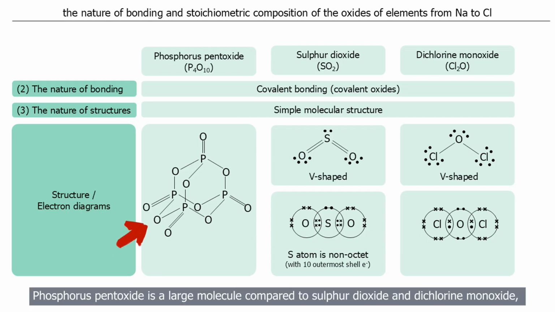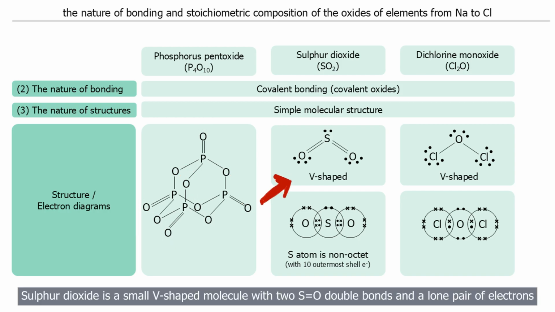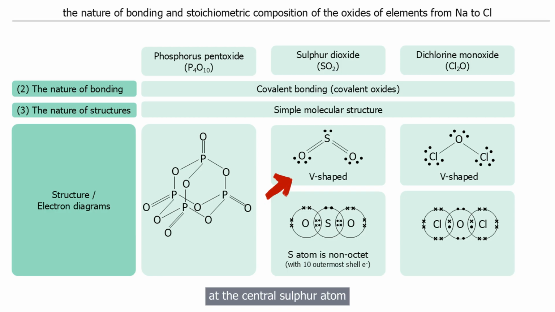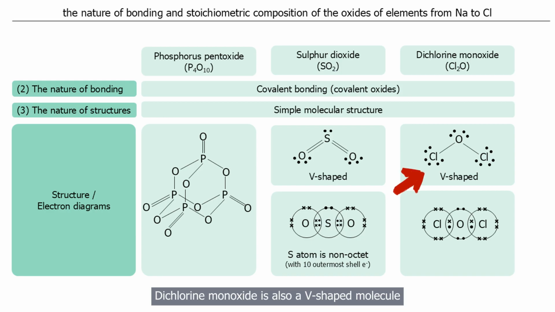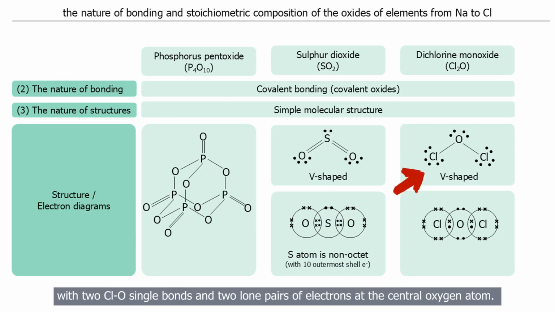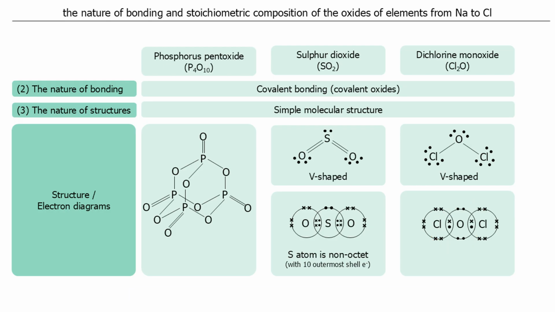Phosphorus pentoxide is a large molecule compared to sulfur dioxide and dichlorine monoxide. It has 4 phosphorus atoms and 10 oxygen atoms in each molecule. Sulfur dioxide is a small V-shaped molecule with 2 sulfur-oxygen double bonds and a lone pair of electrons at the central sulfur atom. From the electron diagram, we can see that the central sulfur is non-octet as it has 10 outermost shell electrons. Dichlorine monoxide is also a V-shaped molecule with 2 chlorine-oxygen single bonds and 2 lone pairs of electrons at the central oxygen atom. From the electron diagram, all atoms obey the octet rule.